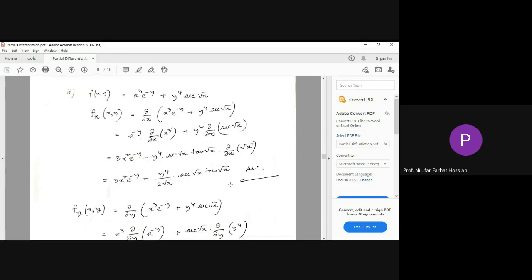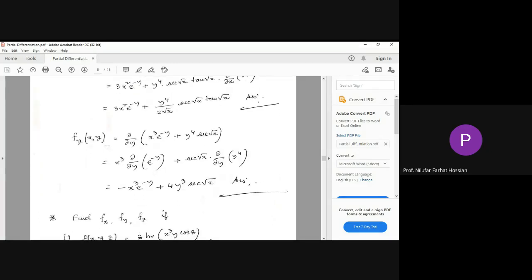Now we will find the partial derivative with respect to y. You see, I have done the same thing here. I could have written d dy because there is no x. So del y of the first function plus del y of the second function. For the first function, x cube can be treated as a constant factor, so it is taken outside. So it should be d dy of e to the power minus y plus, this factor does not contain any y, so sec root over x into d dy of y to the power 4.